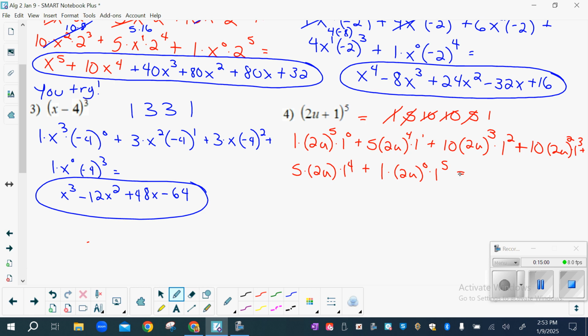So it's 2u times 2u times 2u, 5 times. So we have to take 32u to the 5th. That's right. So it's going to be 32u to the 5th. Does that make sense? Yep, that makes sense.